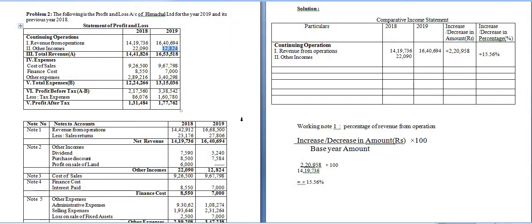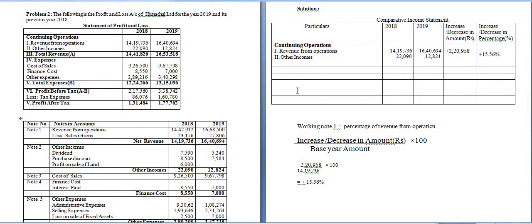12,824. How has the firm earned this 12,824? 5,240 from dividend and from purchase discount 7,584. So the total is 12,824 rupees. So write the amount in the current year column. Now make the comparison.